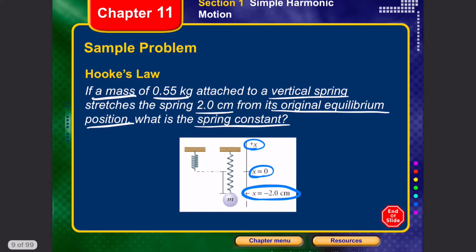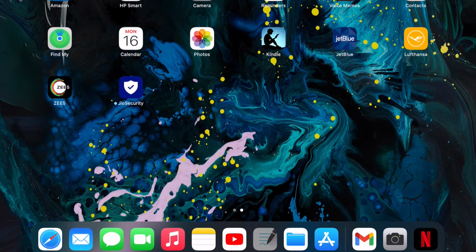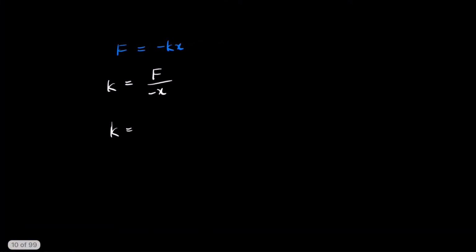We know the formula F equals negative kx. So k becomes F divided by negative x. Notice that x here is the stretch. If you consider upwards to be positive and downwards to be negative, then x becomes negative 2. F here is the amount of force. You have a mass of 0.55 kilograms. If that is the mass stretching the spring, we can say that the force is equal to mg. So mg is 0.55 times 9.81.